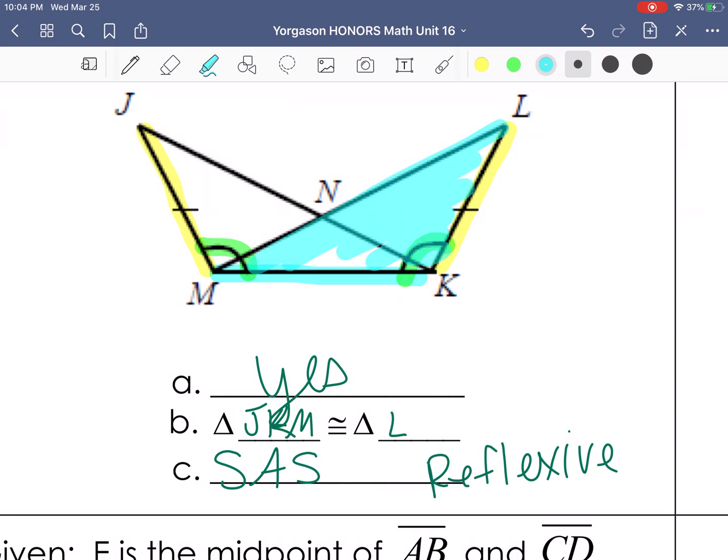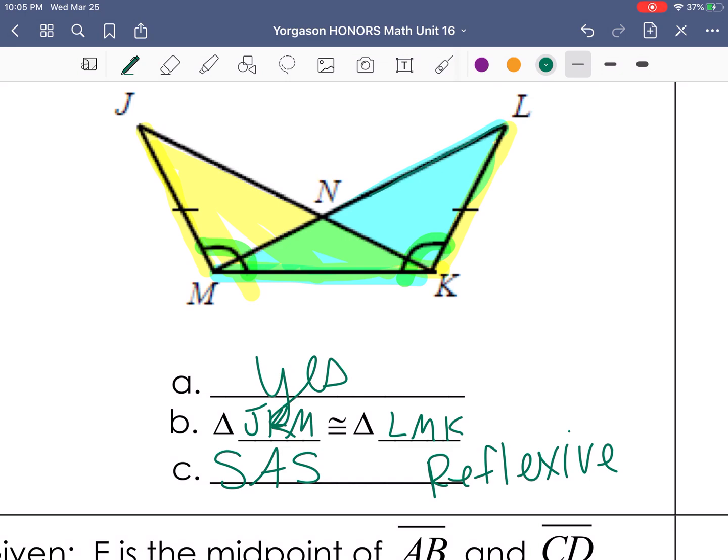Now, I'm looking at this triangle now, okay, to see how does it match up with that yellow one. So J and L were in the right spots. But now, do you know what's going to come next? It's going to be M and then K. Right? That's the order that would make these two triangles seem exactly the same.